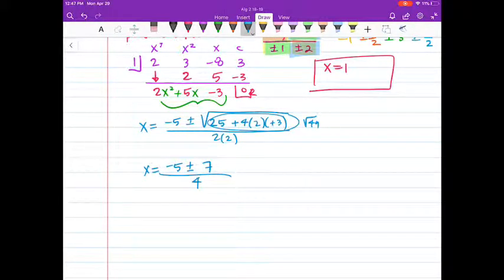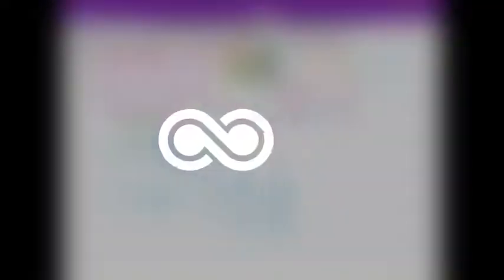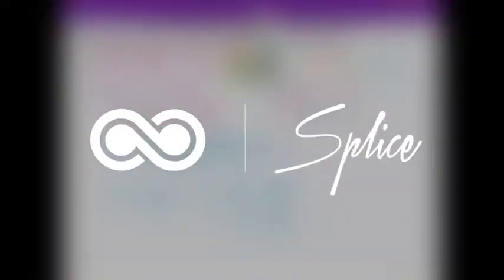So sure enough, that guy was able to be factored because we've got 2 nice looking answers. We've got negative 5 plus 7 over 4 and negative 5 minus 7 over 4. Negative 5 plus 7, we get 2 divided by 4 is 1/2. Negative 5 minus 7 is negative 12 divided by 4 would be negative 3. So we add those to our box. All of our solutions include 1, 1/2, and negative 3.